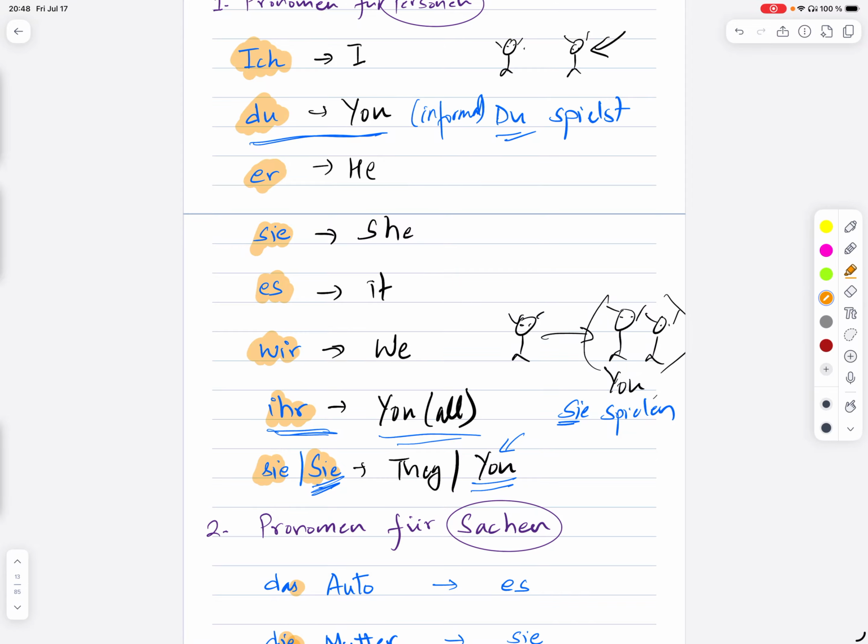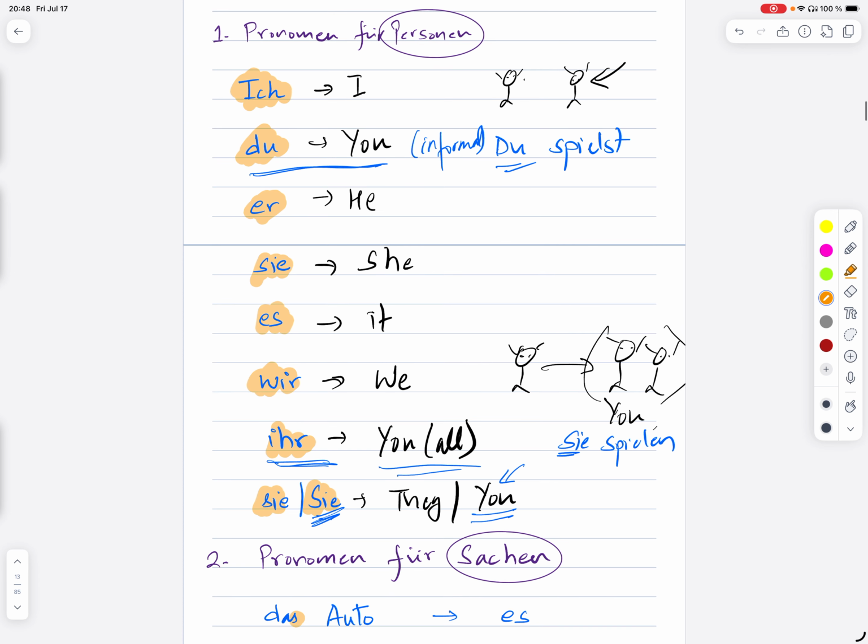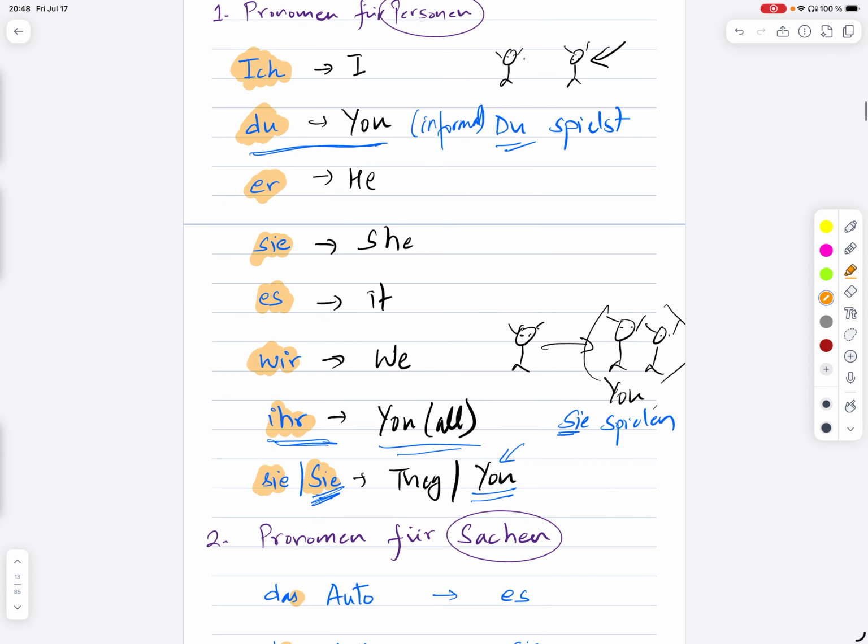So now we have all the personal pronouns for the person: ich, when I talk about myself, du, when I talk about you, some other person who's in front of me. Then I have er, he, when I talk about a male person, er spielt, he plays. Then sie for she, es, then it. Then when I talk about myself and there is another person with me, and I talk about us, I say we play, wir spielen.